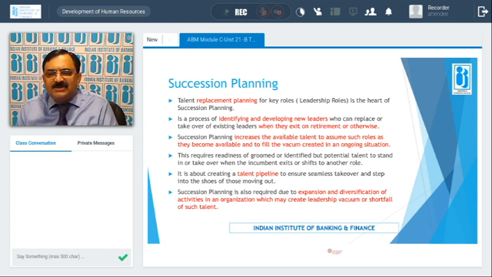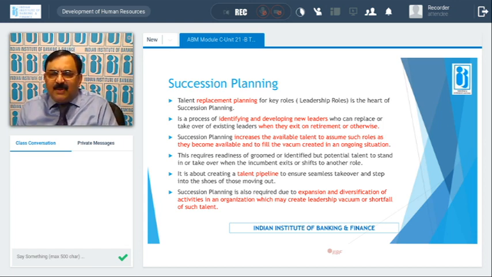So it is not only because of attrition that we need to have the succession planning. It could also be that an existing talent has to move into a different role, and in the previous role there is a vacuum created. So it is to be ready with the talent to take over in such scenarios so that the whole process will go ahead in a very continuous and in a very smooth manner. So succession planning is also about creating a talent pipeline to ensure seamless takeover and stepping into the shoes of those moving out. Is exactly what we discussed in the previous point.